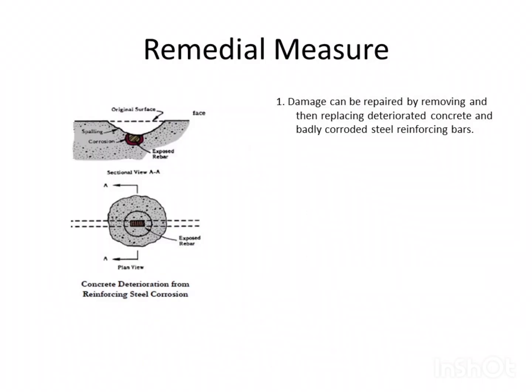Remedial measures: the damaged portion can be removed and replaced, including the deteriorated concrete and badly corroded steel reinforcement bars. So first, the surface where the concrete is cracked is removed, and it is replaced by fresh bars and fresh concrete, and made as good as new.